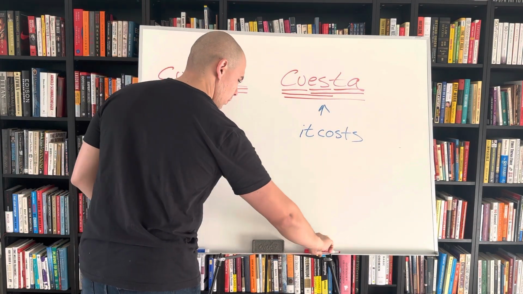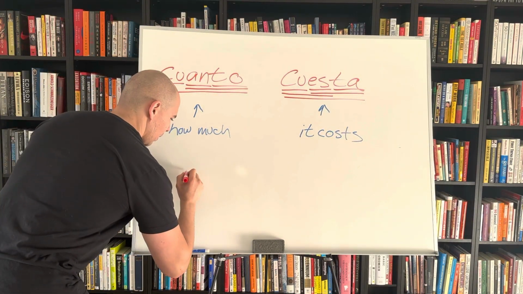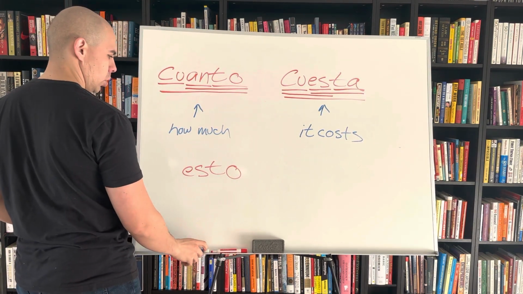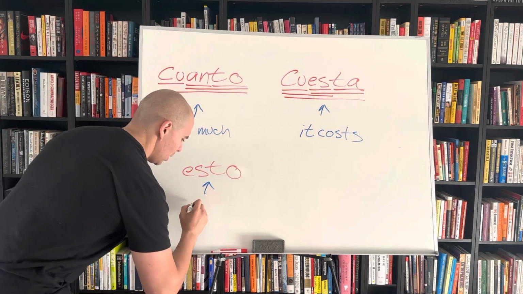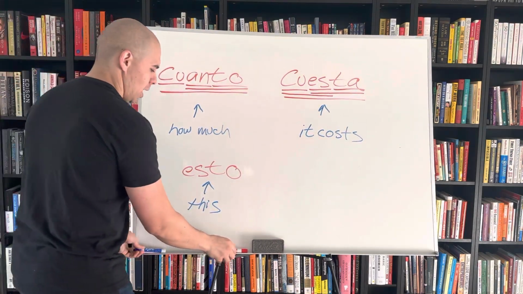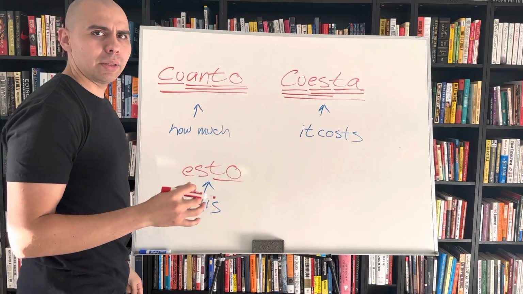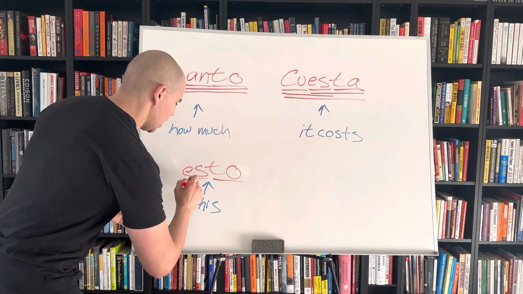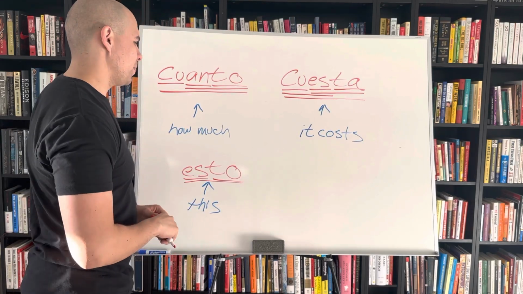I'll just put them down here. ¿Cuánto cuesta esto? Okay, esto means this. Let's break that down. Same T sound as before. To, just with the O sound at the end. And then es, and then we blend. Esto, this.